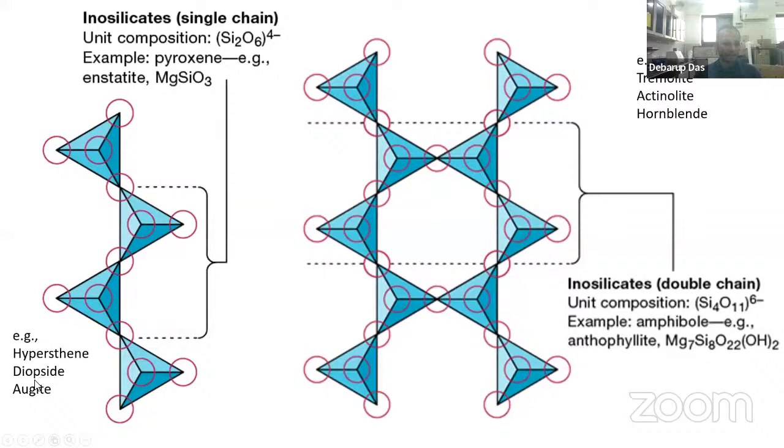Examples: hypersthene, diopside, augite. At least try to remember, augite is a pyroxene. Questions may come, such as which of the following is a single chain inosilicate? Options could be pyroxene, so you tick pyroxene. If the option is augite, you tick augite. And in double chain, there are tremolite, actinolite, and hornblende. Now, how these unit compositions come about, we'll see in the next slides.